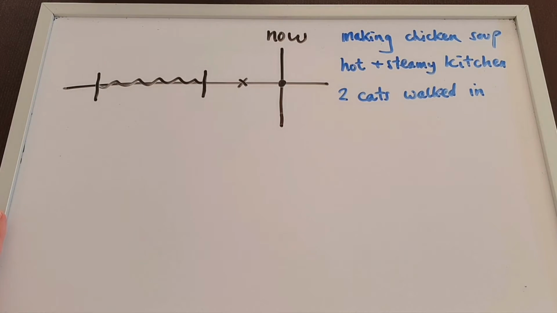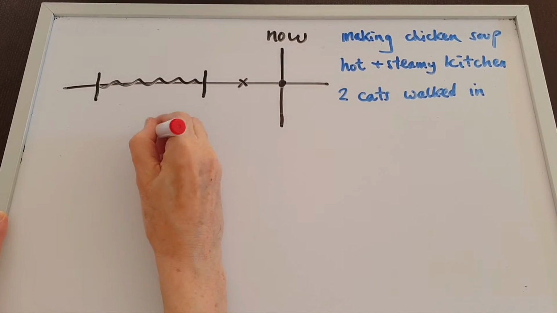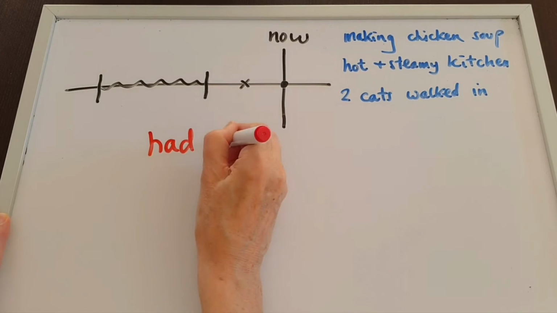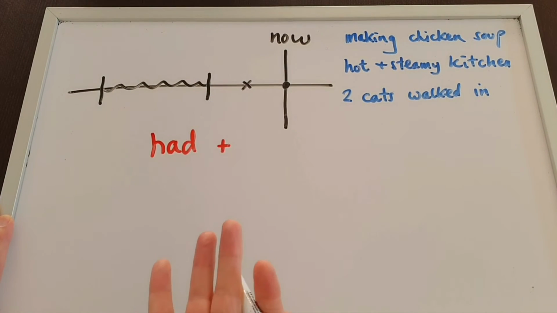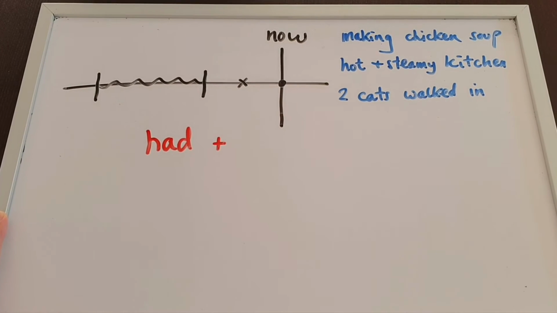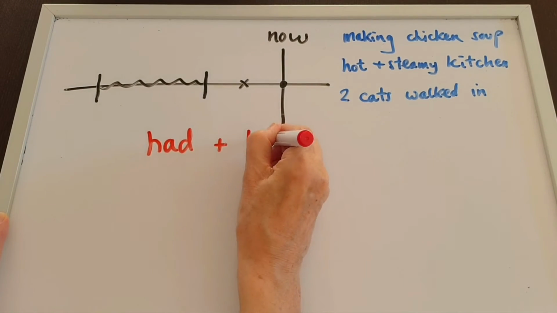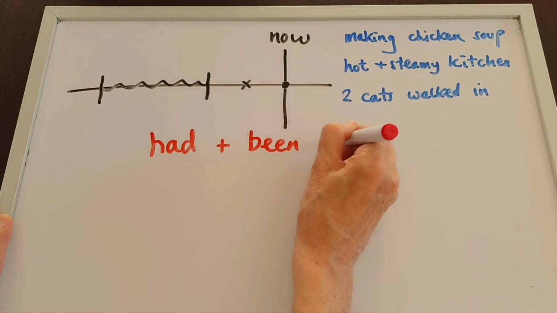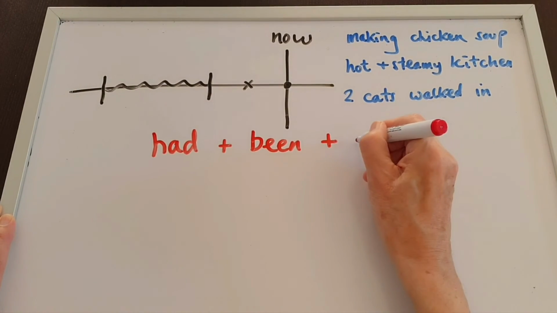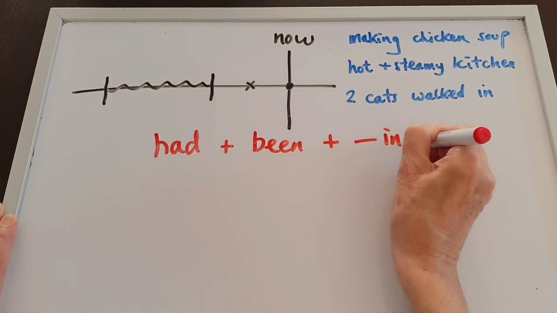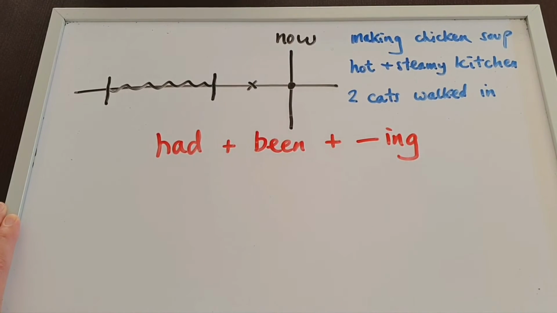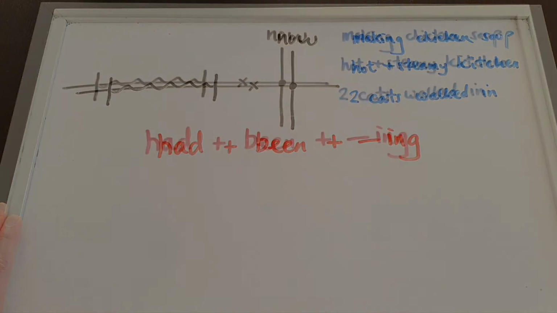Well, to make the basic perfect tense, it's have plus the third form. Because we're talking about the past, you need the past form of have, which is had. You then use the third form of the verb to be. So, been, had been, and then you need the ing form of the next verb. Had plus been plus ing.